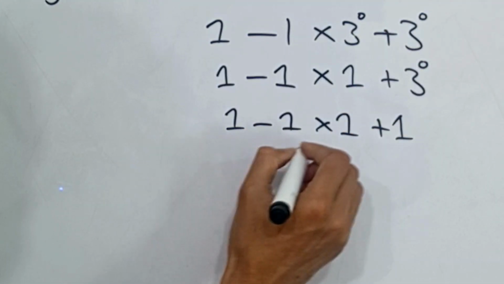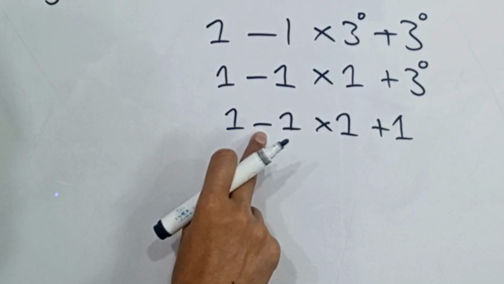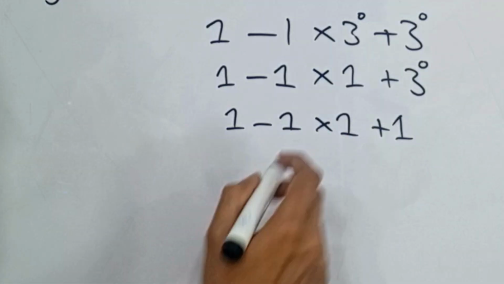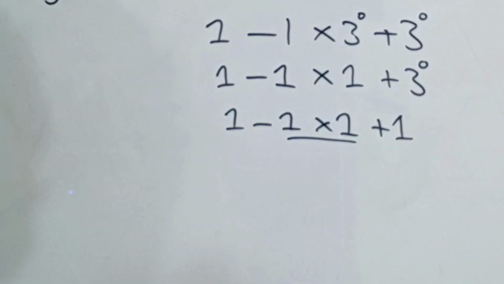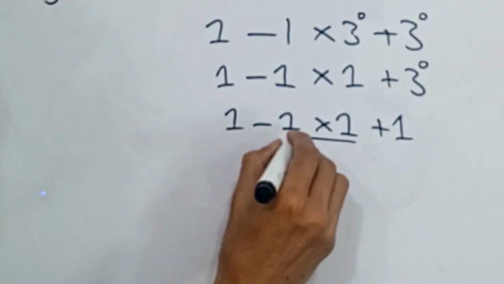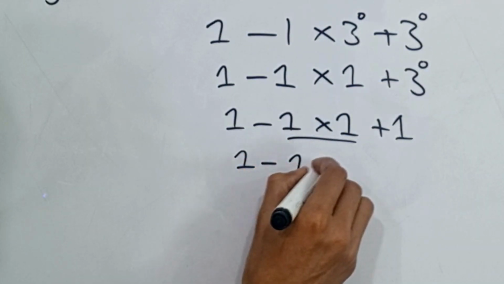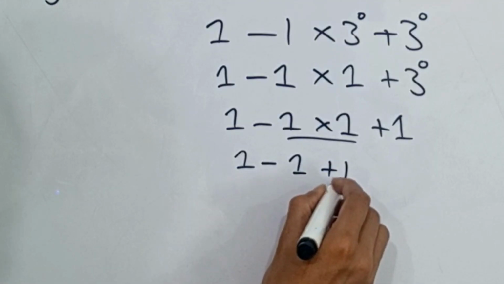Now multiplication must be done before subtraction and addition. We use the PEMDAS rule: multiplication and division must be done before addition and subtraction, right? So multiply first. 1 minus 1 times 1 equals 1 plus 1, right?